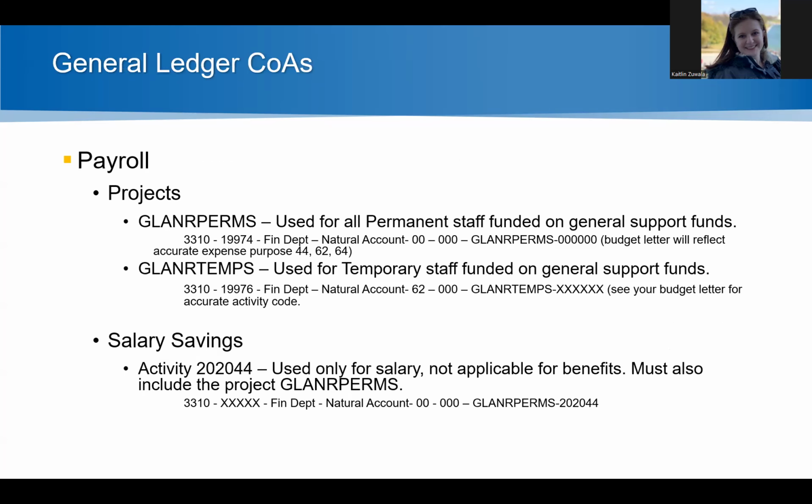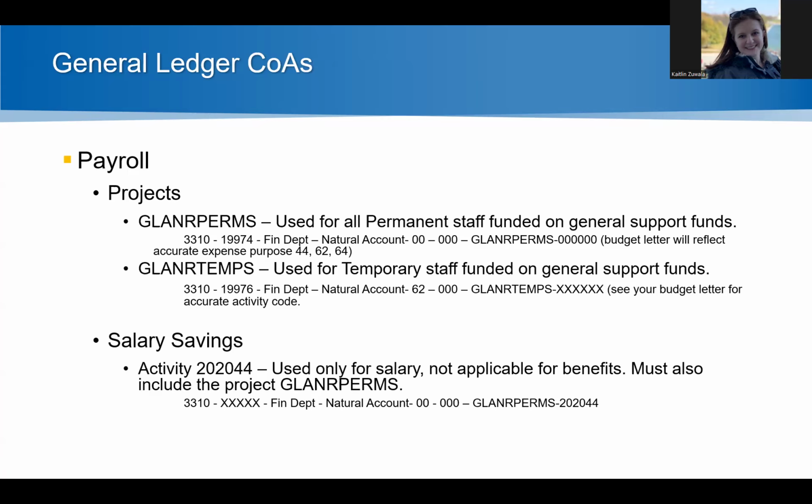So we're going to be going over some general ledger COAs. In our payroll, we have two GL projects. The first one is GLANR PERMS, and this is used for all permanent staff funded on general support funds. And just under that is going to be an example of what that chart string may look like. We're always going to start with our 3310 entity. It comes from 19974 funds. Then it'll be your financial department, your natural account.